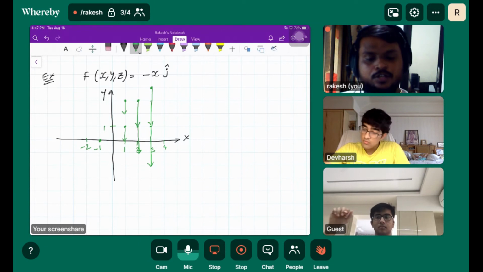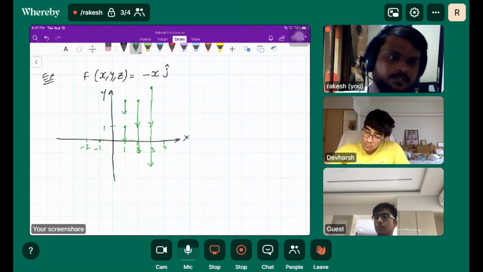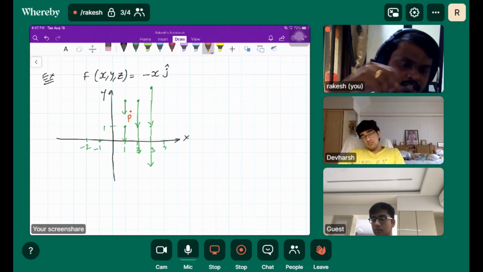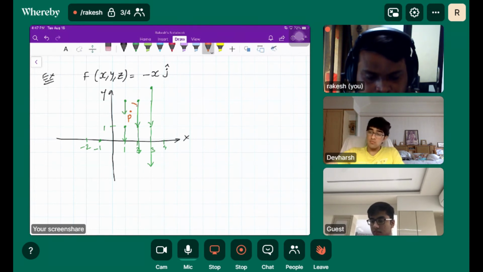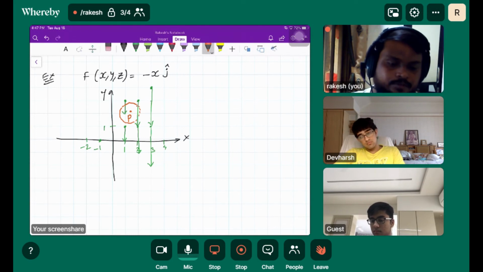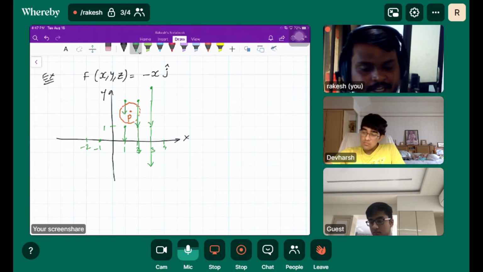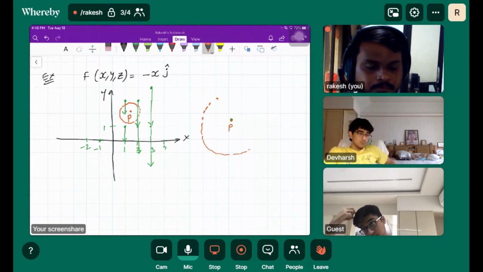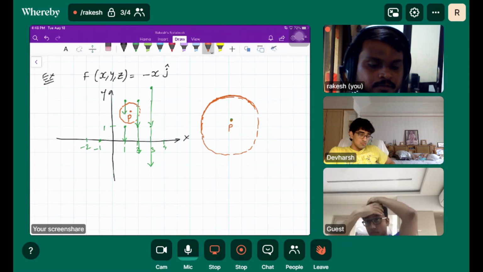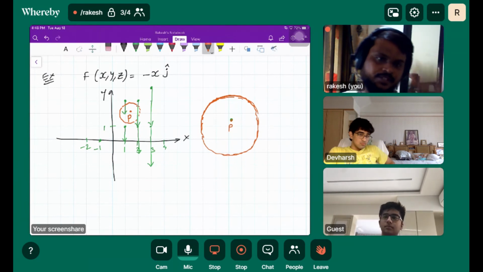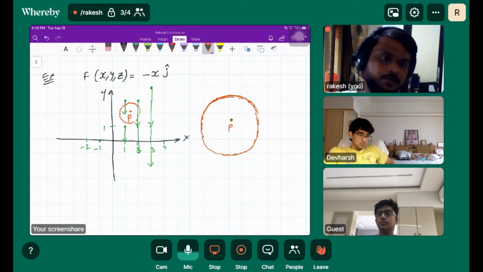So to understand the behavior of this fluid, this vector field, let's take any random point P here, and consider a small neighborhood around that point P. If I enlarge this diagram, this is the neighborhood of point P. We always take a tiny neighborhood around point P. So this is the enlarged view of the neighborhood around point P.